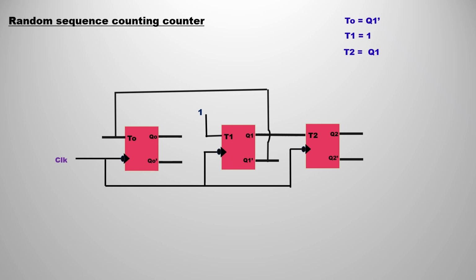Based on these inputs, we take three flip-flops. As this is a synchronous circuit, we pass the clock pulse to all of them at a time. The T0 expression is Q1 bar, so we simply take Q1 bar from the second flip-flop as feedback input. For the second flip-flop, T1 is equal to 1, so take 1 directly. For the third flip-flop, T2, the input is Q1, so we take Q1 as the previous output directly. So this is the thing. For the random sequence given, we have built a circuit using a synchronous counter.